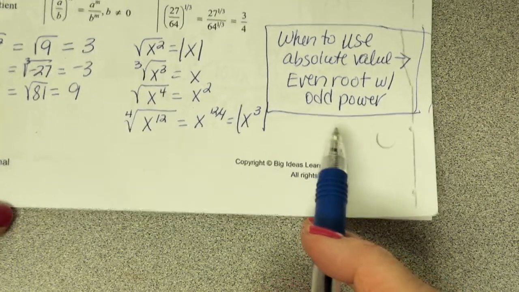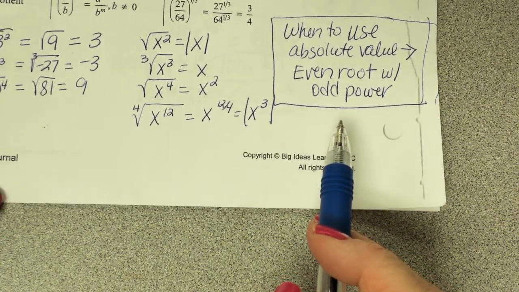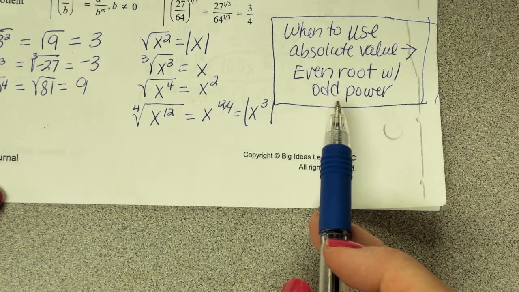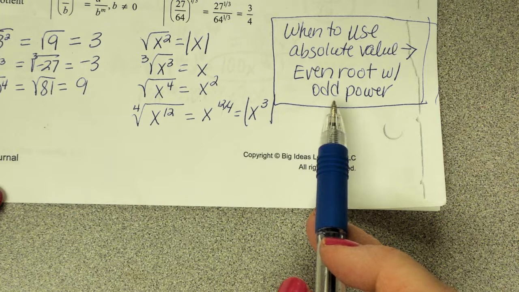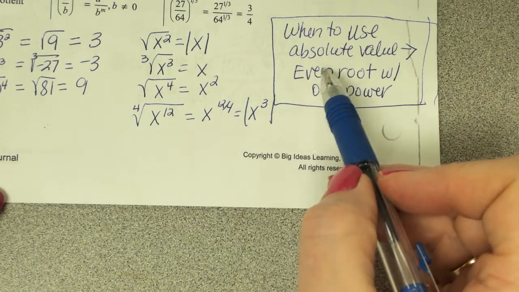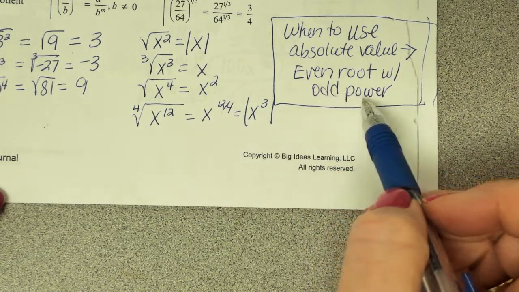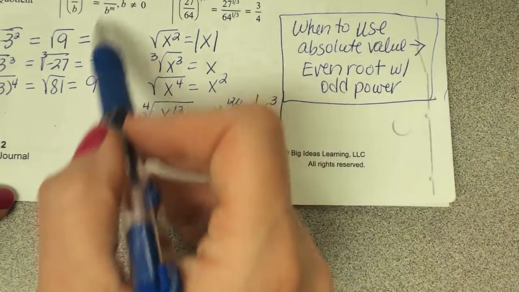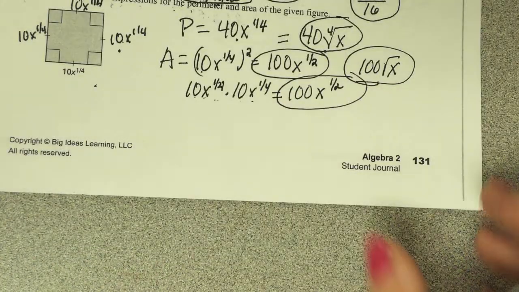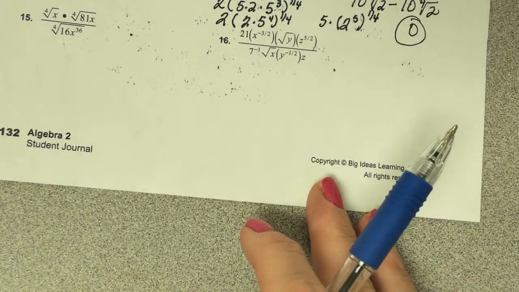I'm going to tell you right now, in a lot of Algebra 2 books, they'll say, assume that all variables are positive. That's because they don't want you to have to think about when you need to use absolute value. Well, we're going to think about it because this is Honors Algebra 2 and you need to understand it. So in some of your homework problems, it says, assume all variables are positive. I don't want you to do that. Anytime you've taken an even root and your answer has an odd power, you need to use absolute value because of these situations we referred to.